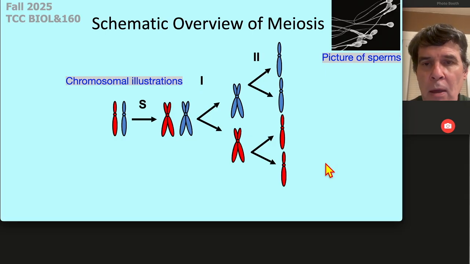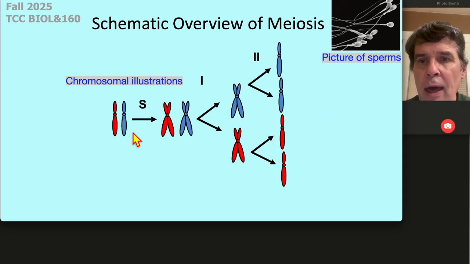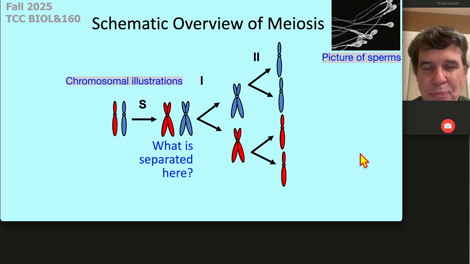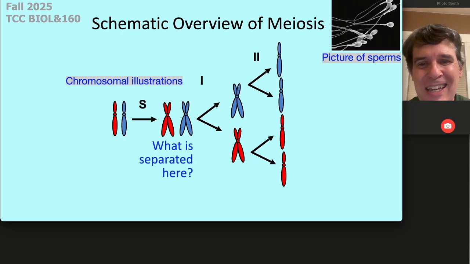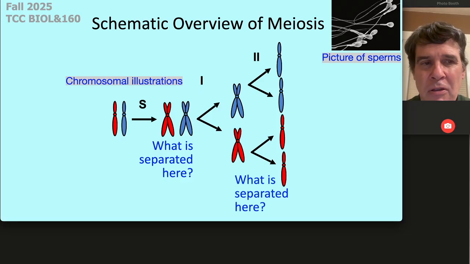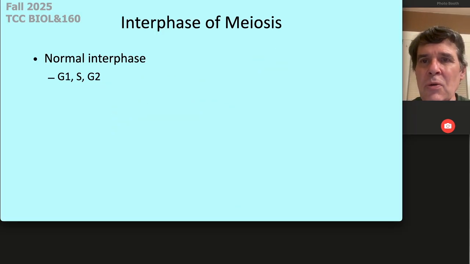Here is a cartoon, maybe a stick figure version, a schematic of meiosis if you're into purely visual. In the S phase of interphase, the chromosomes are replicated, creating this sister chromatid appearance. Homologous pairs are separated in meiosis I, and sister chromatids are separated in meiosis II. There I pose the question again to reinforce. That's right, the homologous pairs in meiosis I and the sister chromatids in meiosis II.